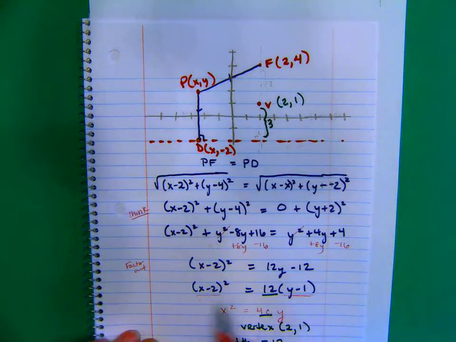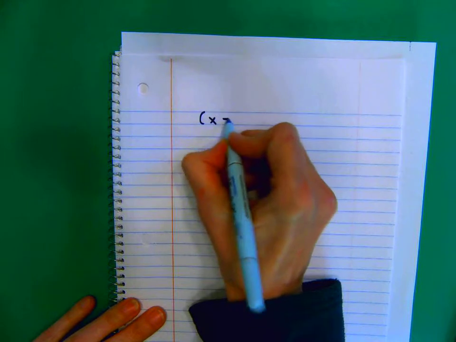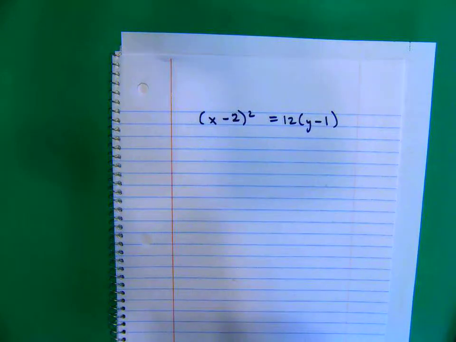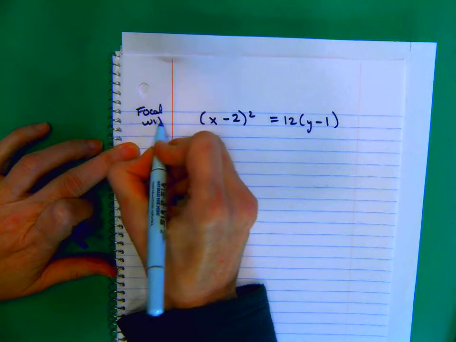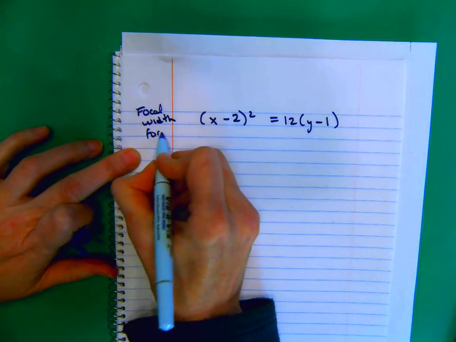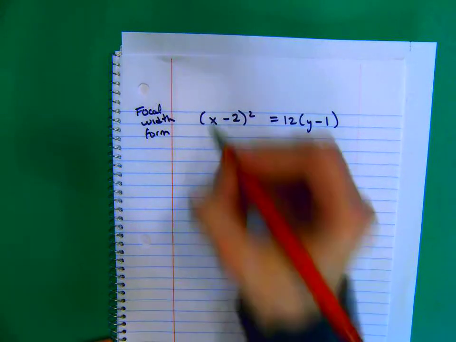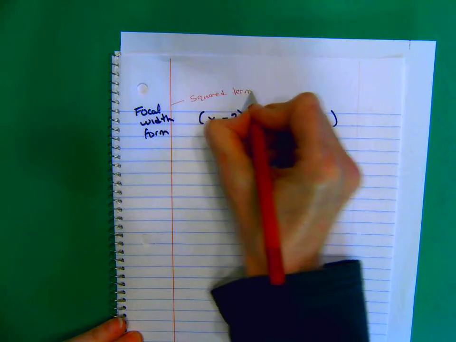As a matter of fact, if I want to take this equation, let me just turn the page and write that equation again. So that equation was (x - 2)^2 = 12(y - 1), and this was focal width form. And if I want to get that into descriptive or vertex form, remember, focal width form always has the squared term by itself. Squared term alone.